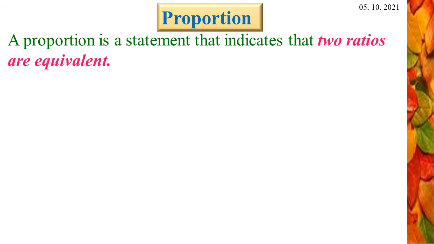Let's see proportion. A proportion is a statement that indicates that two ratios are equivalent. That means here two ratios are equivalent. Generally, if A, B, C and D are the four terms in a proportion, then we write A is to B proportion C is to D. So here given four terms A, B, C, D.